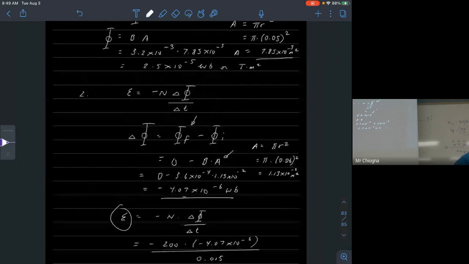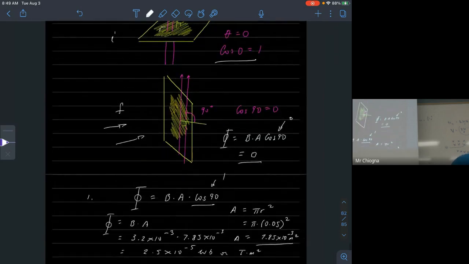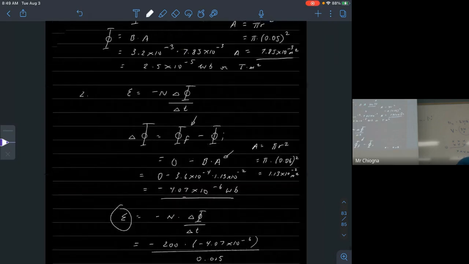Okay, final is basically this, just another way of drawing it. The field lines are parallel to the enclosed area of the loop. So in that case, the angle between the normal and the field lines is 90, so the flux is 0.